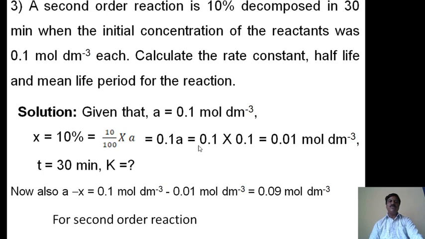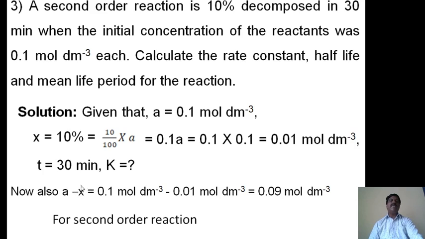Suppose we substitute the A value, therefore X is equal to 0.1 A, or this can be converted into a value: 0.1 into the A value, which is again 0.1, that should be 0.01 mole per dm cube. T is equal to 30 minutes. K is equal to what? The question mark.